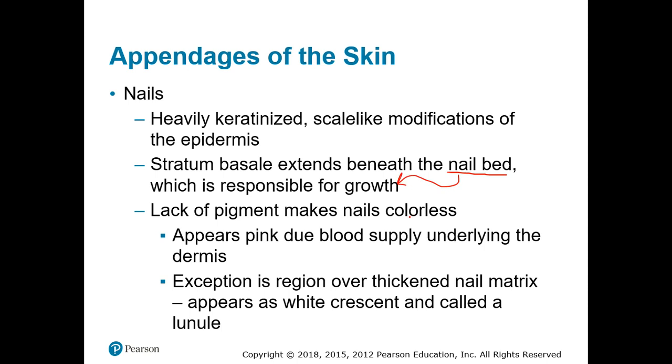Nails do not have any melanocytes in them, so they do not have any dark appearance. In fact, nails lack pigment, and so they're often colorless. And you might be like, well, when I look at my nails, they kind of have a pink tone to it. Well, the reason they appear pink is because of the blood supply or those blood vessels that are located in the dermis layer. The exception of where you will see color is over a region where the nail matrix is thickened, so much so that it appears as a white crescent called the lunula. So I'm going to go ahead and star that, and I'm going to show you a picture of where your lunula is located.